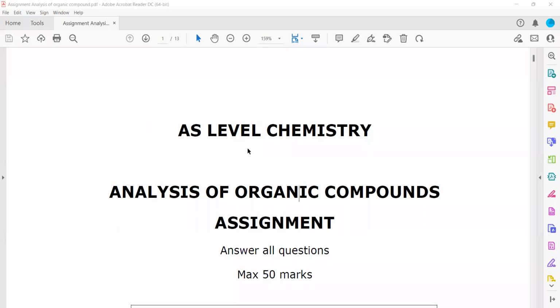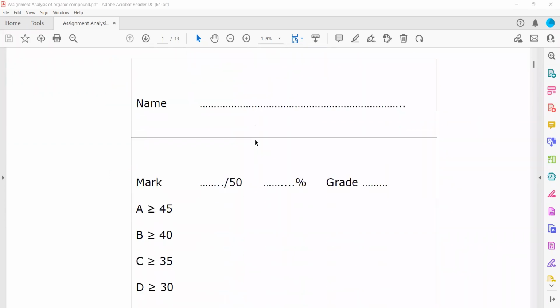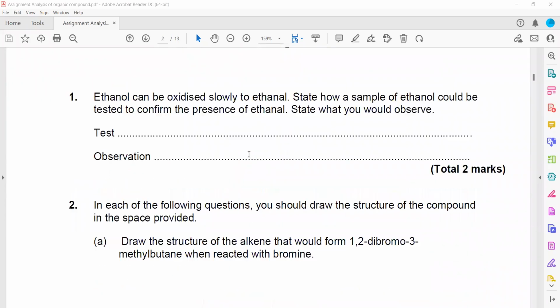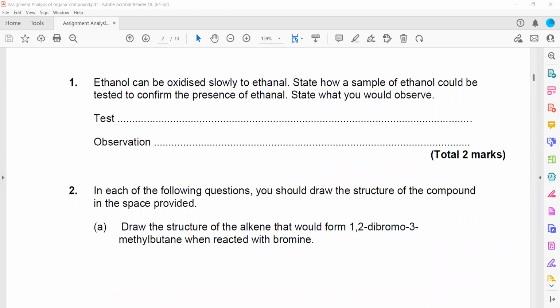So this one is an assignment which is related to analysis of organic compounds, how we can analyze an organic compound. In the first question, ethanol can be oxidized slowly to ethanal. State how a sample of ethanal could be tested to confirm the presence of ethanal, and state what you would observe. Like what we will see if we analyze a sample.